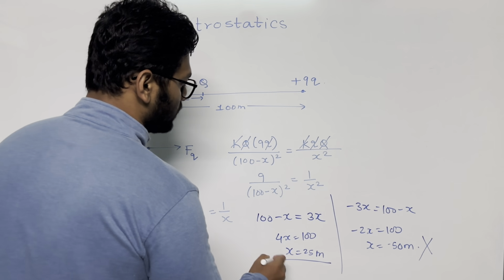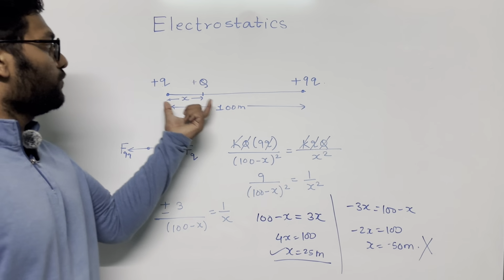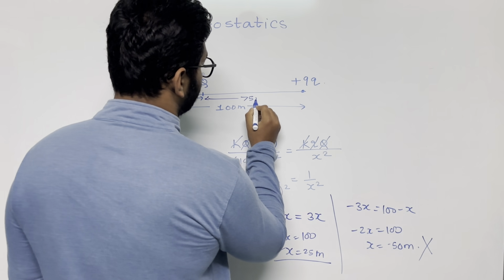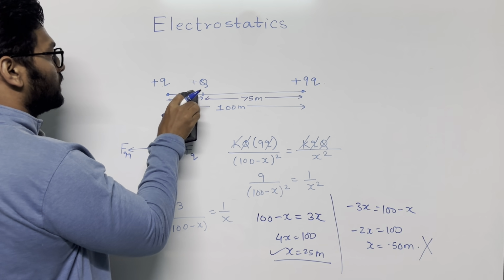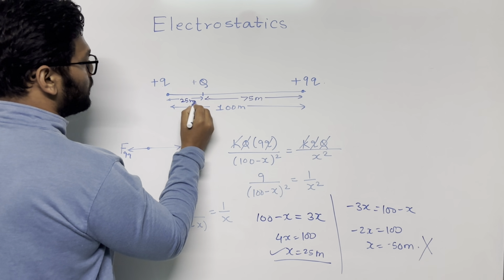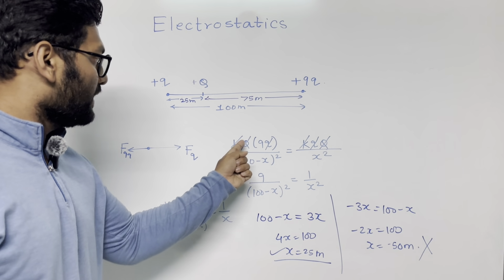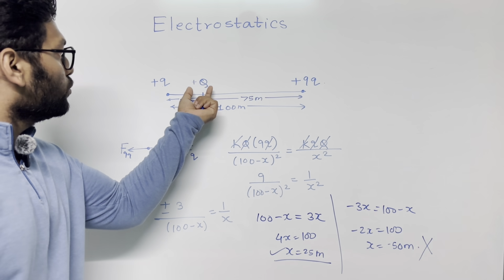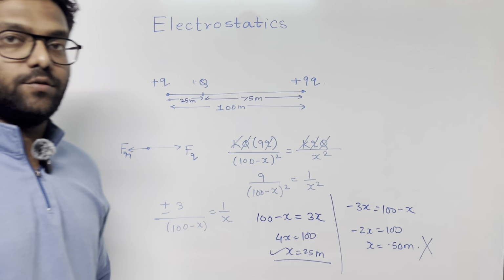This can be a solution, because the other is negative. So x is 25 meter. This is 1/4 of 100, and this will be 75 meter. This is 75 meter, while this one is 25 meter. Now this capital Q is in equilibrium. It doesn't matter what value it can have. Eventually that value will get cancelled out. It can be 2q also. You can place a 2q charge here, then also the net force will be 0 because that 2q will cancel out.